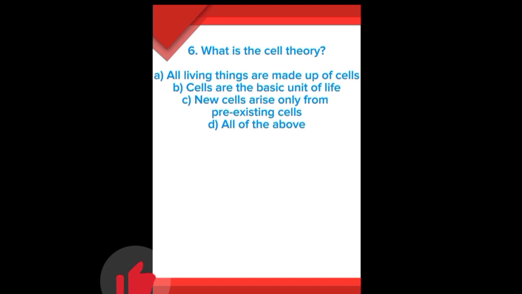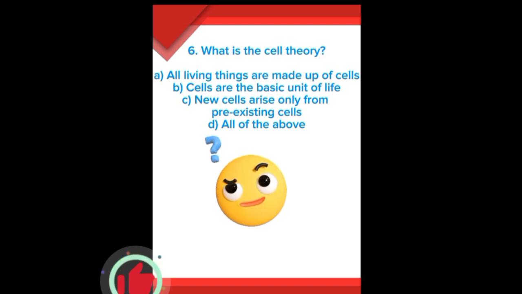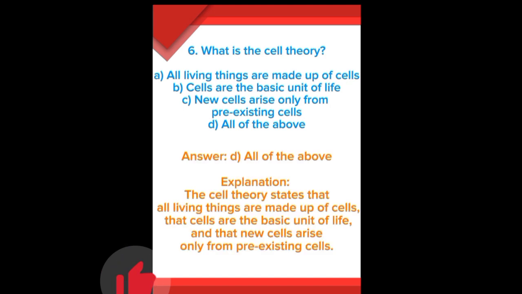6. What is the cell theory? A. All living things are made up of cells. B. Cells are the basic unit of life. C. New cells arise only from pre-existing cells. D. All of the above. Answer D. All of the above. Explanation. The cell theory states that all living things are made up of cells, that cells are the basic unit of life, and that new cells arise only from pre-existing cells.